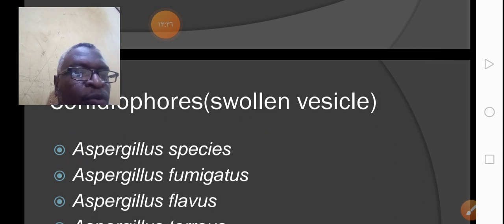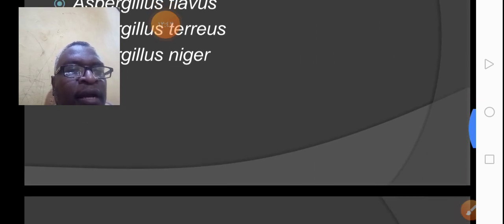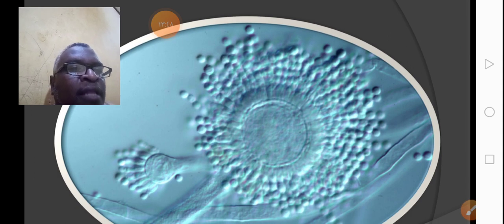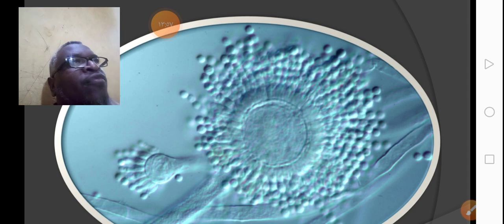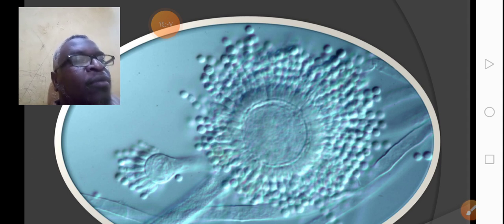This conidiophore with a swollen vesicle includes Aspergillus flavus, Aspergillus fumigatus, Aspergillus terreus, and Aspergillus niger. As you see in this picture, the vesicle is at the end, and the conidia are a source of infection and reproduction or multiplication, and also one of the guidelines for identification.